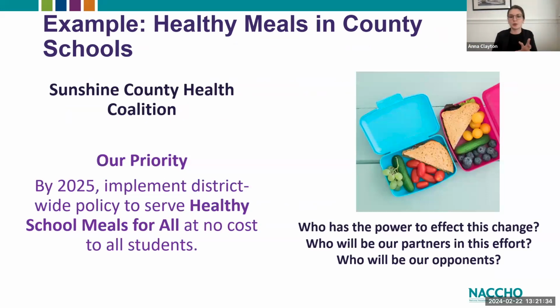So bringing this into a fictional example, but hopefully relatable, let's pretend that we're all members of the Sunshine County Health Coalition. We are made up of health departments, health centers, community-based organizations, businesses, and we all have a shared goal of improving community health. We've decided that we are going to work toward this goal. By 2025, we want to implement a district-wide policy to serve healthy school meals for all at no cost to all students. So step one of the analysis would be to identify who has power to affect this change, who will our partners be in this effort, and who will be our opponents.